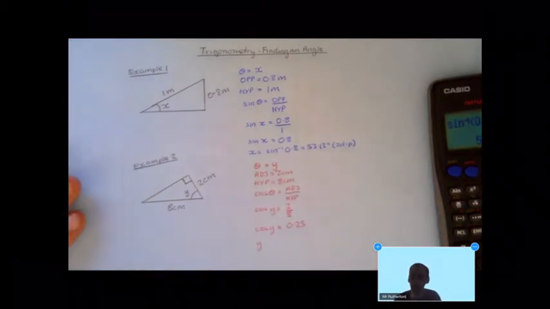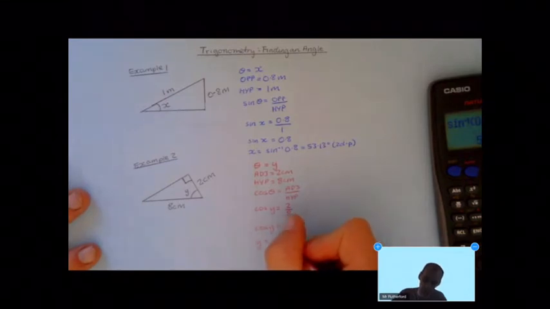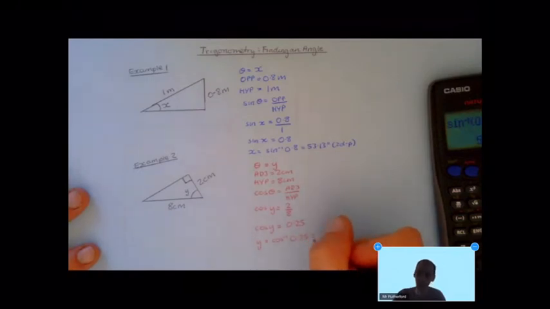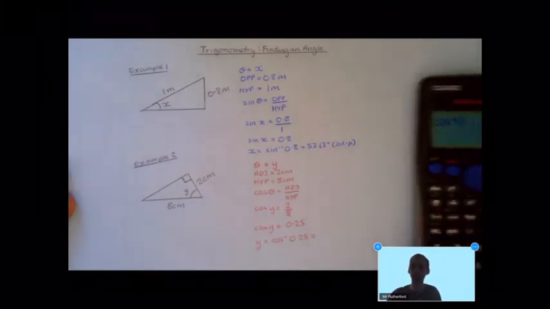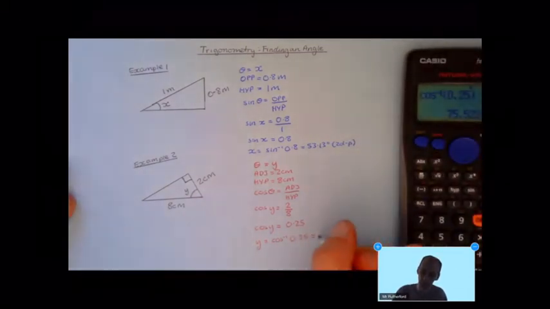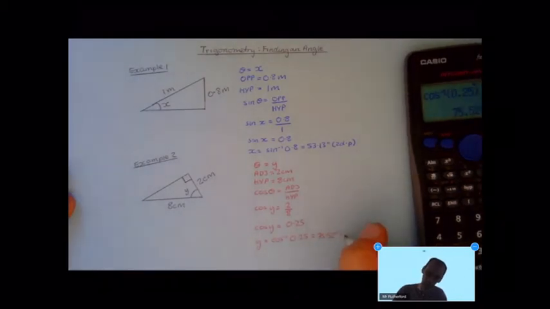Because we're working out the angle, we're working backwards, we need the inverse function. So we do y equals cos to the minus 1 of 0.25. If I type that into my calculator, so shift cos gives us cos to the minus 1 of 0.25, and that gives us 75.52 to 2 decimal places. So 75.52 degrees to 2 decimal places.